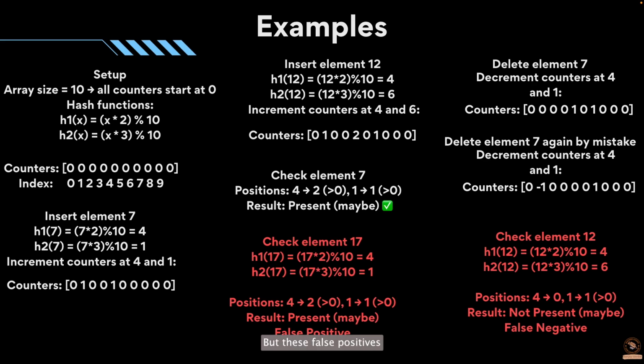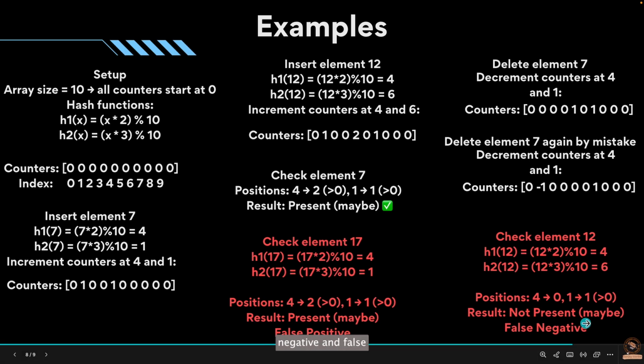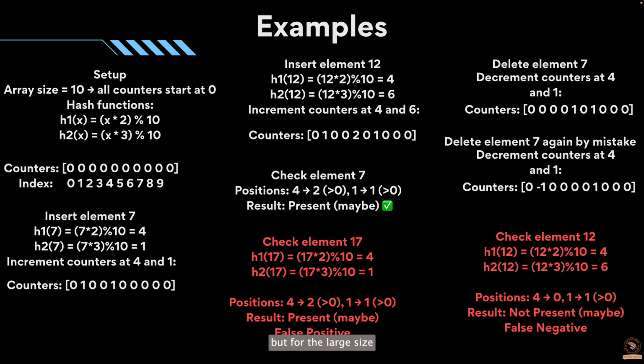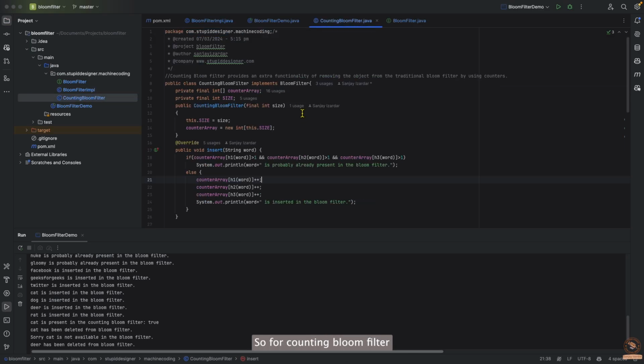But these false positives and false negatives happen rarely if you are taking a big size for the counter array. For a small size, there might be collisions, due to which you will get false negatives and false positives frequently. But for a large counter array, you would rarely see them. Now let's see how we can implement this counting Bloom filter. For the counting Bloom filter, we are implementing this Bloom filter, and we are taking one counter array.